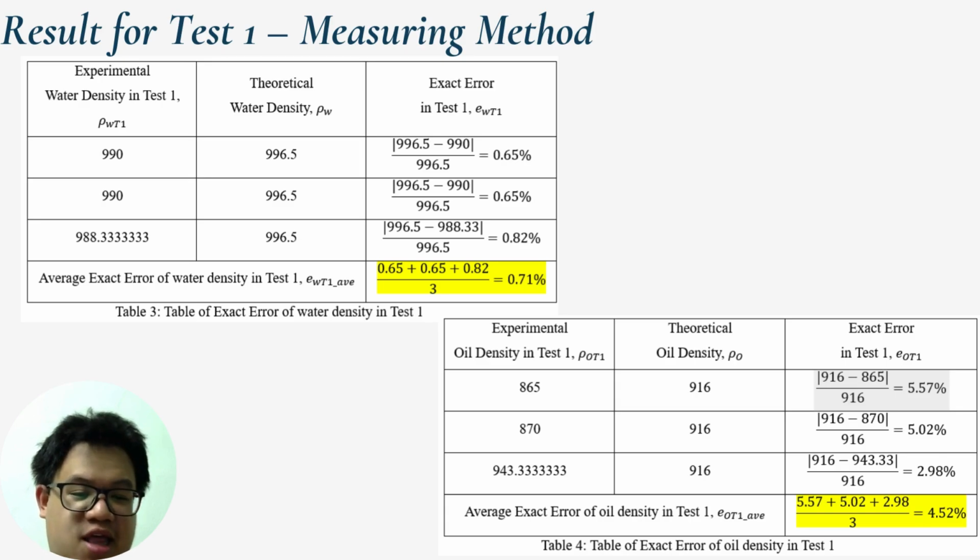For the oil density, we can see that the error is higher. The average error is 4.52, and the individual errors are 5.57, 5.02, and 2.98. In this situation, we can see that if we take correct precautions and follow the correct steps, we can reduce the errors. So we can still conclude that this is a quite efficient and very accurate method, because the average value is just 4.52, which is less than 5. I believe that this is still a relatively low error compared to other methods.